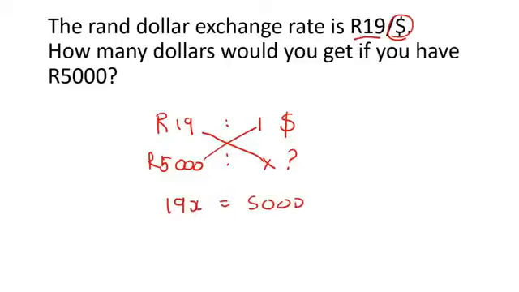And then to get the x by itself, you need to get rid of the 19. So you divide by 19 on both sides. And so x would be, if we round to 2 decimal places, 263.16 dollars. So for 5,000 rand, that is how many dollars you would receive.